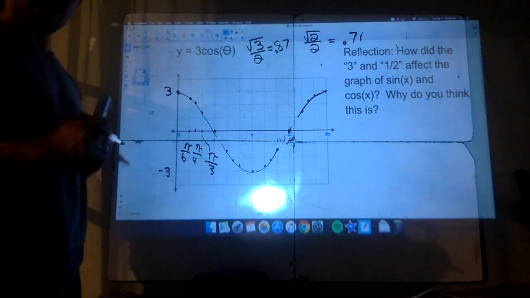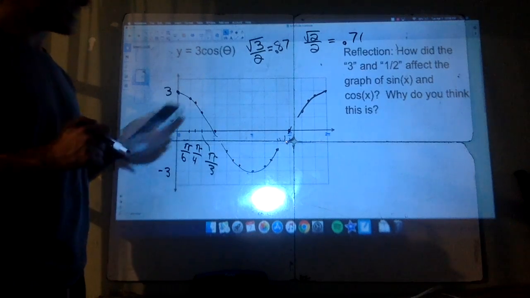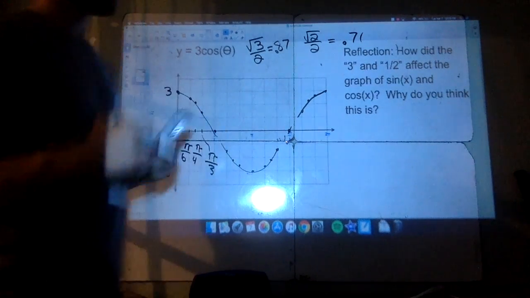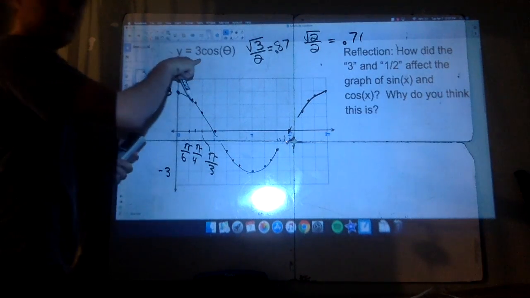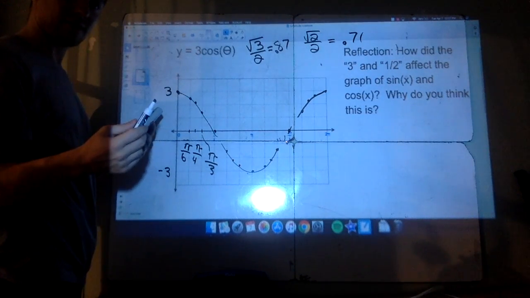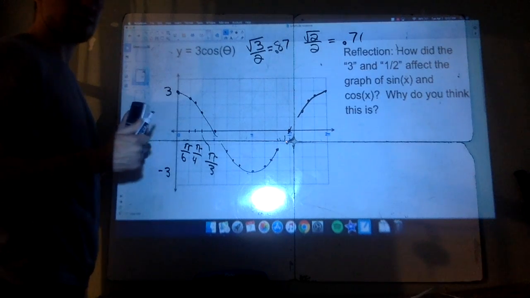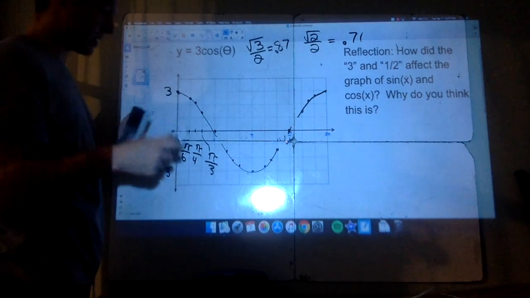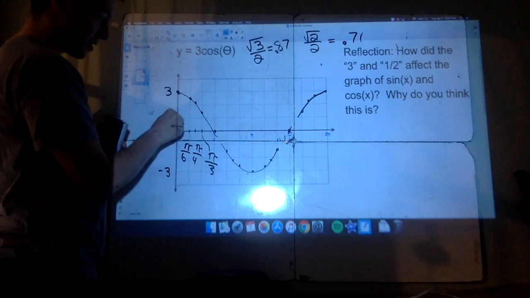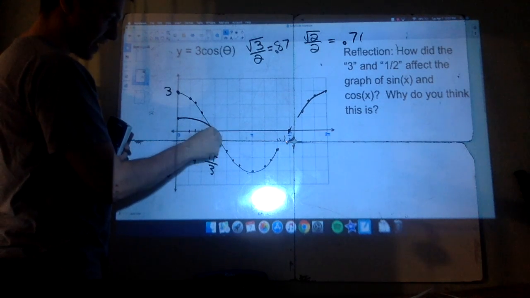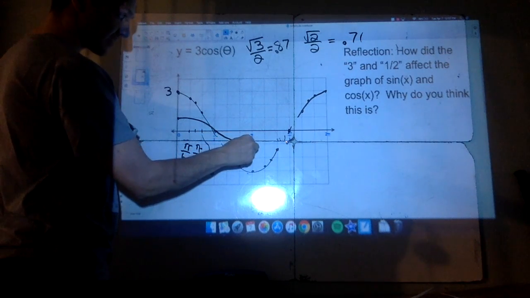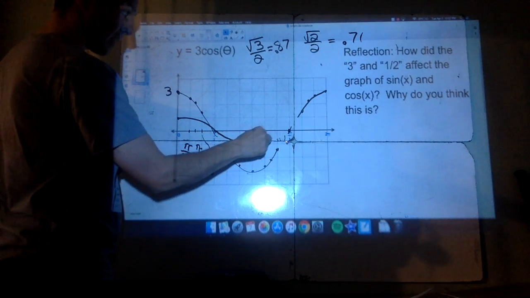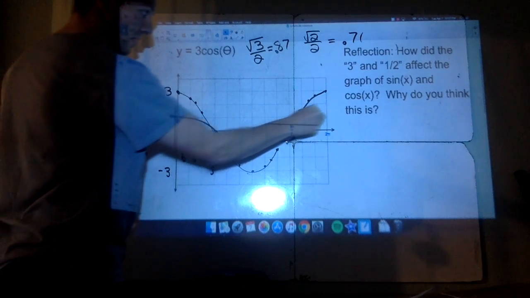All right, so here's what I had for my graph, and it's asking how did the 3 affect the graph of sine of x and cosine of x? Well, normally with cosine of x, what was the biggest value we got? What's the biggest cosine could be if there was no 3 there? Yeah, it's 1. So normally it would go here and go down, and then it would meet at that same maximum, and then come back up to 0, and go back to that graph.